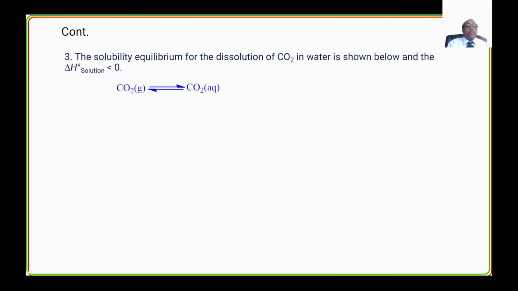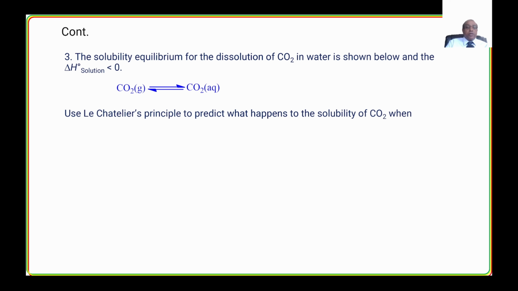The third question: the solubility equilibrium for the dissolution of carbon dioxide in water is shown below, and the enthalpy of solution is less than 0, which means it is exothermic. So this is the equilibrium: carbon dioxide gas, dissolved in water, becomes carbon dioxide aqueous. So this equilibrium is given. Use Le Chatelier's principle to predict what happens to the solubility of carbon dioxide when A, the pressure of carbon dioxide is increased, and B, the temperature is raised. Pause this video, give your answers. When you are finished, just play the video.